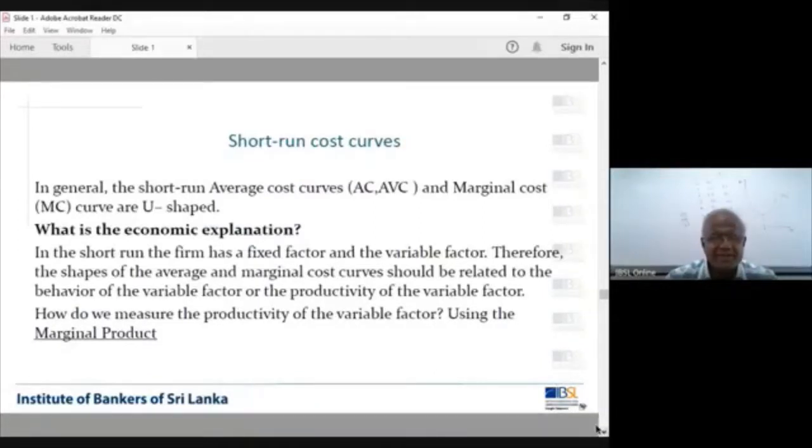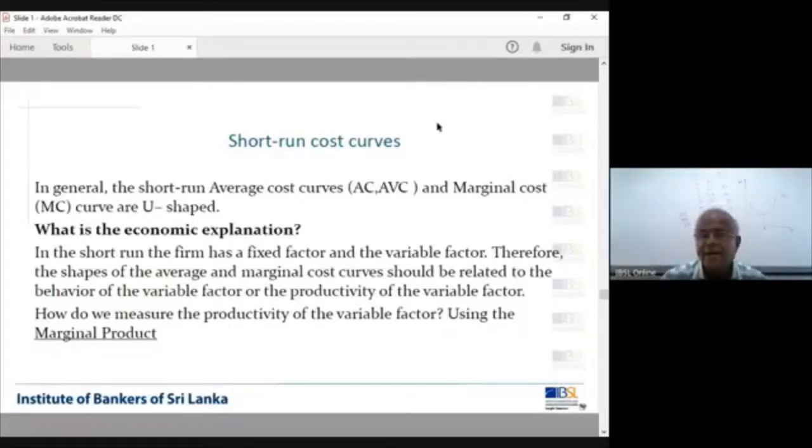Economic explanation. In general, the short-run average cost curves and marginal cost curves are U-shaped. What is the economic explanation? That we have to discuss. That is the most important thing. Is there any relationship between the marginal cost of production and the behavior of the inputs? Yes, there is. So that we have to discuss, and then only can we justify the U-shaped MC curve.